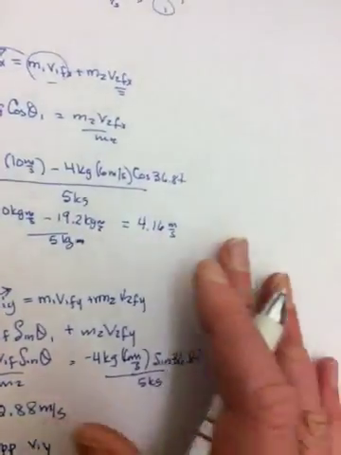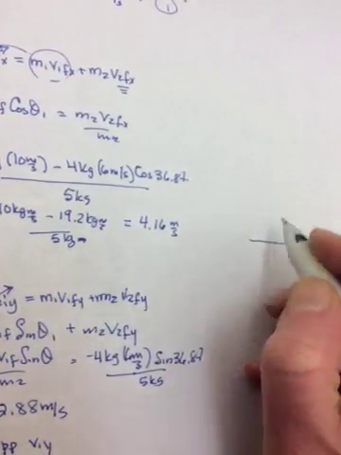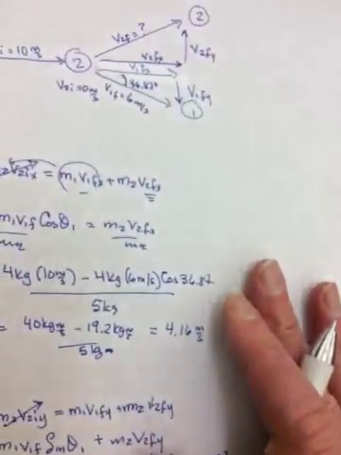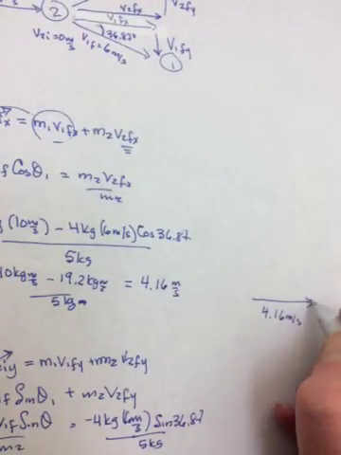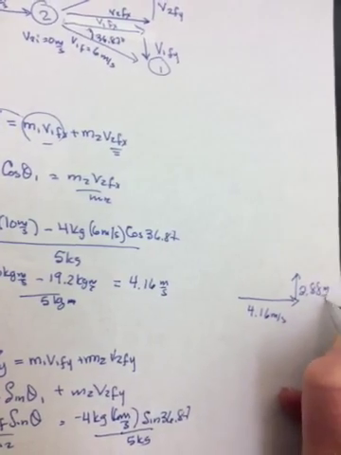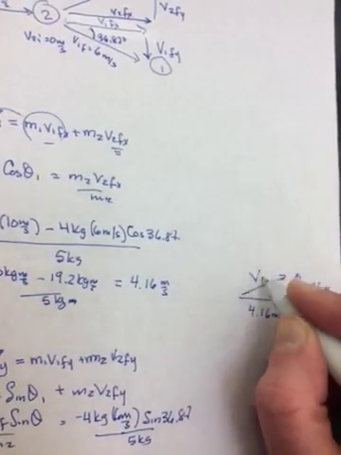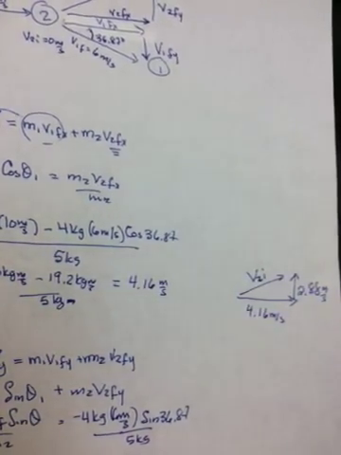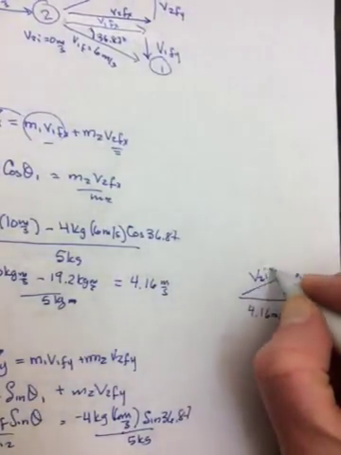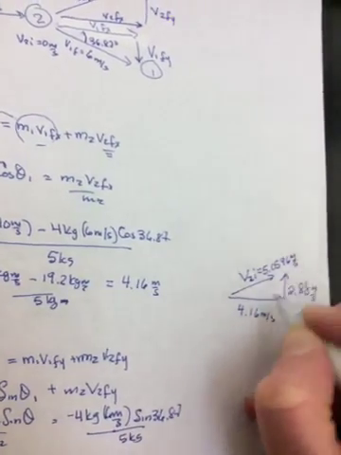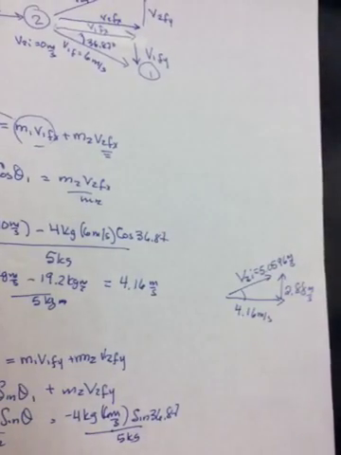Okay, so once you have your two components, then you draw them. So this is 4.16 meters per second. V1 was going down, so for V2, the negative actually means going up, 2.88 meters per second. And then you're going to square them, add them together, find the square root, so 4.16 squared. Take the square root, so it'll be 5.0596 meters per second. Find the angle.